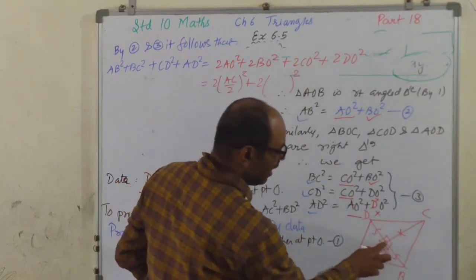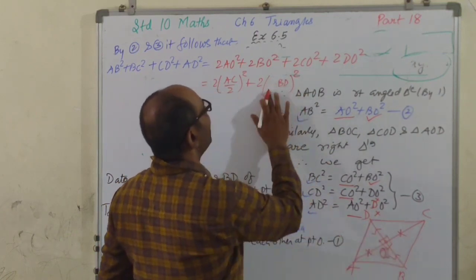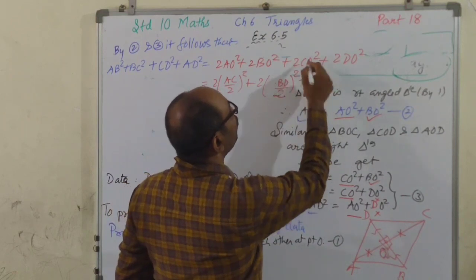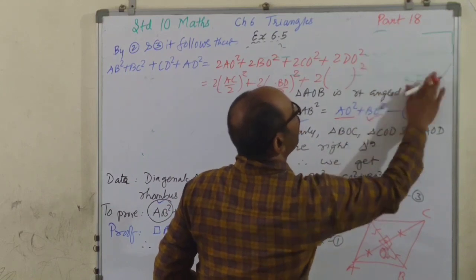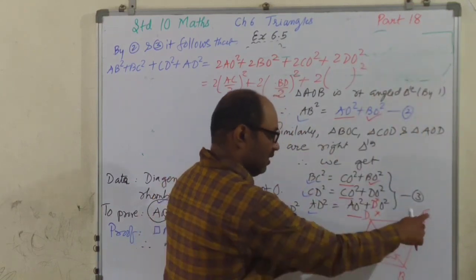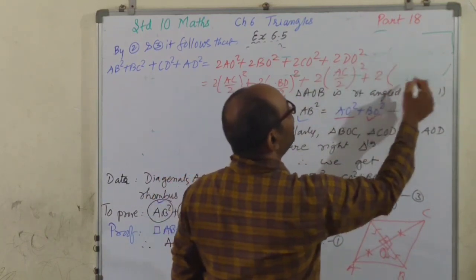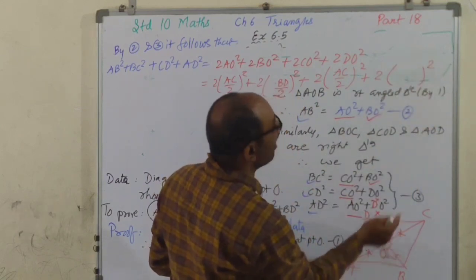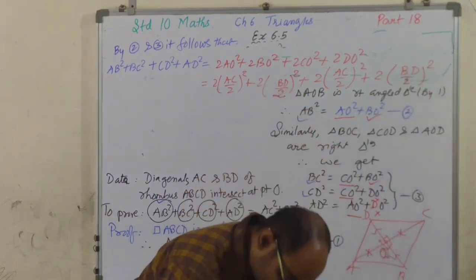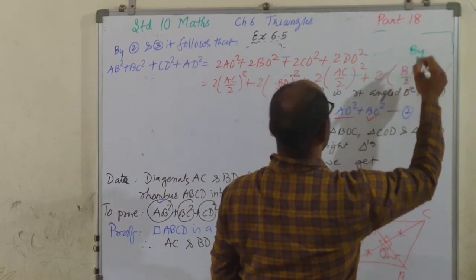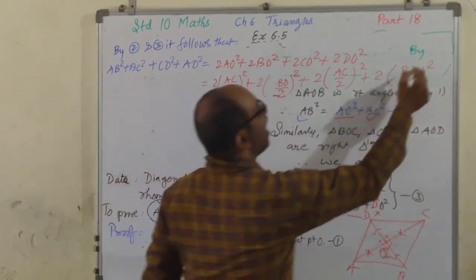Square to likh diya, lekin half of BD, ya BD by 2 likh dete hain, plus 2 times CO square. Now CO is half of AC. So you may write AC by 2 plus 2 times DO square. DO is half of BD, okay, BD by 2. And this you got because diagonals bisect each other. That's why.